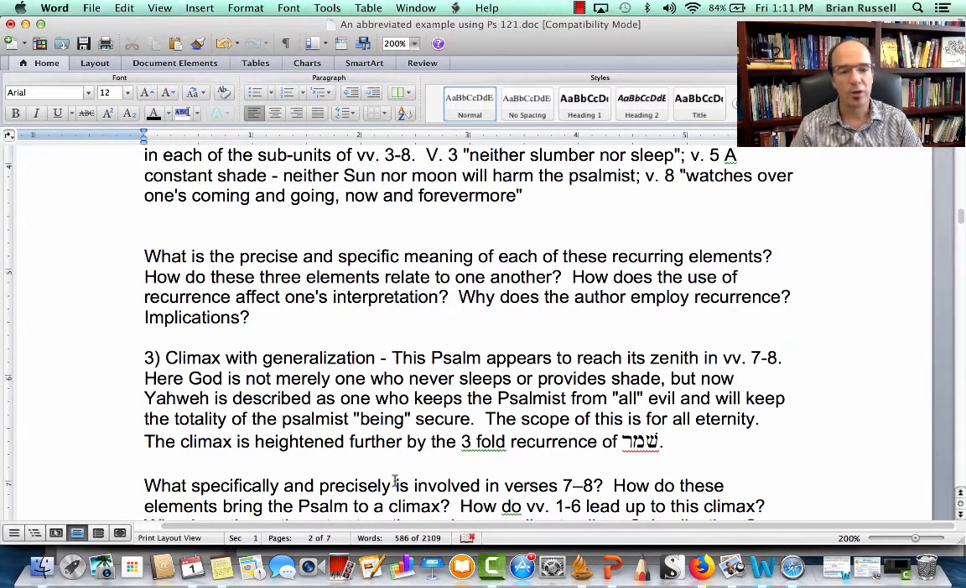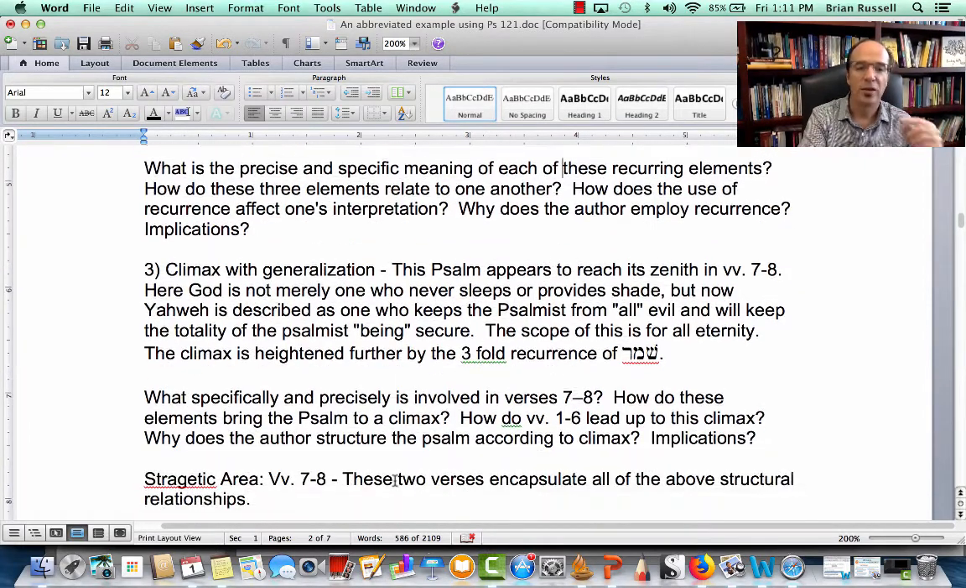The scope for this is all eternity, and the climax is even heightened further by the threefold recurrence of shamar, keep or watch, right there in these last couple of verses. Now, this is also a generalization because it opens things up by talking about all. This is making a full claim, with these other particulars in verses 3, 4, 5, and 6 leading up to this general statement: God protects you from all evil, from your going out to your coming in forevermore. And then you ask, again, the three types of questions for here.